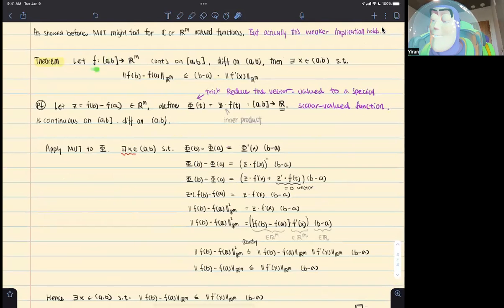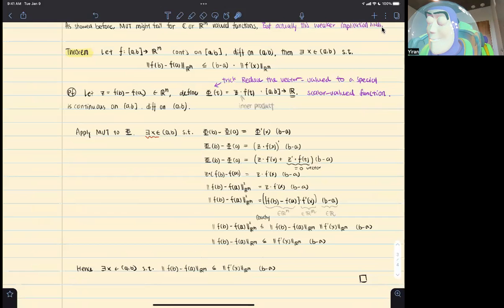So let f be a function, for example a vector valued function, which is continuous and differentiable. Then the claim is there exists a point x such that the norm of fb minus fa is bounded. Of course, as I mentioned before, whenever you measure the distance in a space, you need to use a proper norm. Here the norm we're using is the Euclidean norm, and since we're in m-dimensional Euclidean space, we're using the R^m norm. And the claim is this inequality.